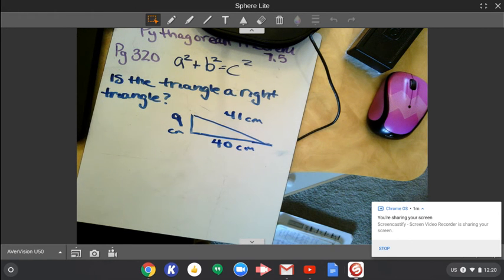Now, the most important thing is you cannot round and you cannot estimate. So if a squared plus b squared does not exactly equal c squared, then you're going to say no. Okay, so don't round and don't estimate.